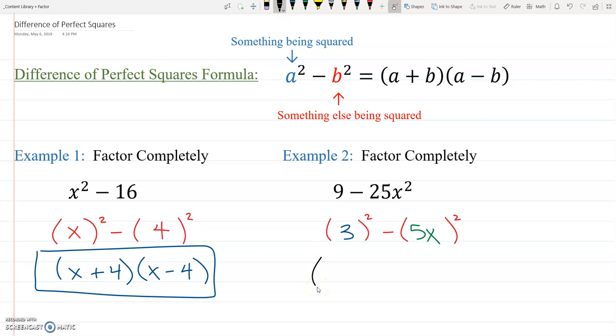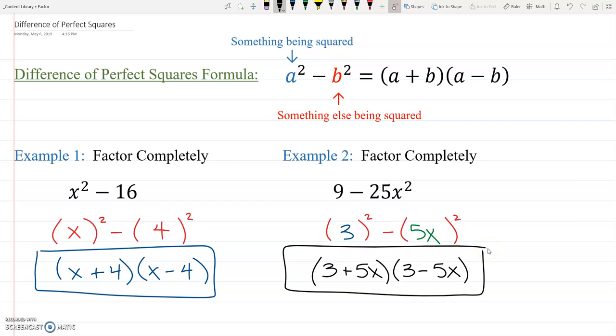All right, so let's write our answer. Add them and subtract them. 3 plus 5x times 3 minus 5x. So far so good?